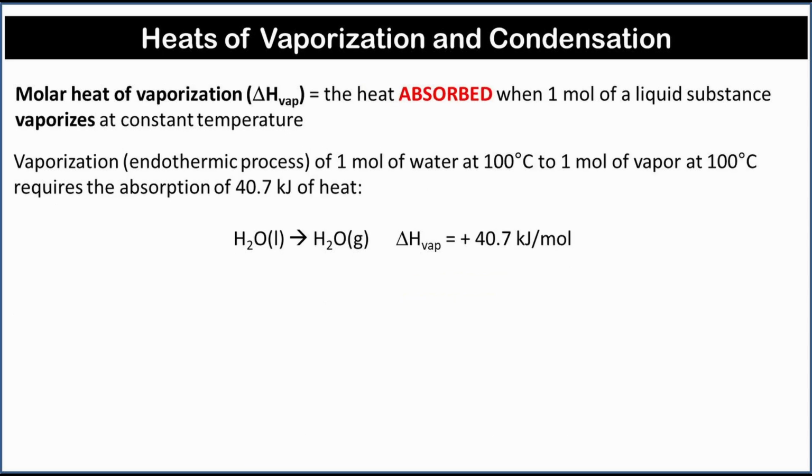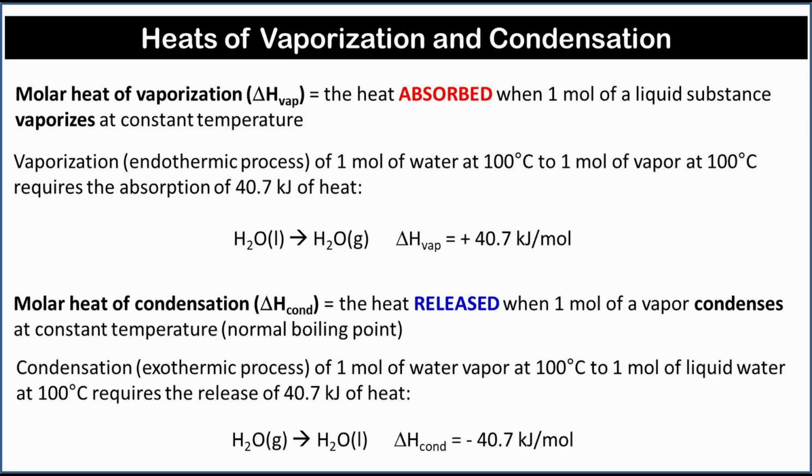The molar heat of vaporization is defined as the heat absorbed when 1 mole of a liquid substance vaporizes at constant temperature. Vaporization, which is an endothermic process, of 1 mole of liquid water at 100 degrees Celsius to 1 mole of vapor at 100 degrees Celsius, requires the absorption of 40.7 kJ of heat.